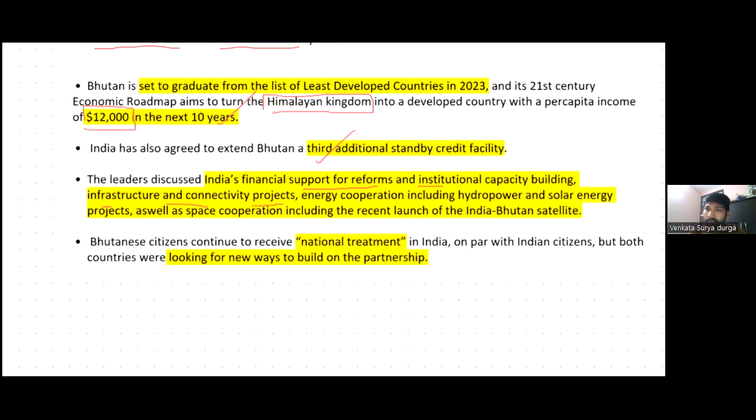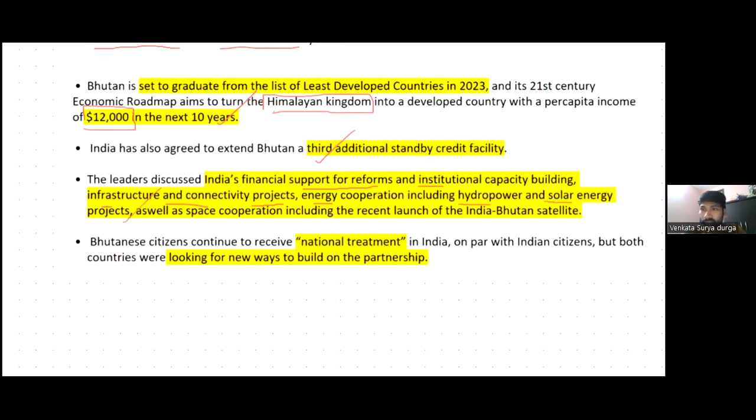Infrastructure and connectivity are very important for the development of any nation, and India will provide assistance to Bhutan to improve them. This, in a way, reduces Chinese influence in the region, especially in Bhutan. India and Bhutan have deep energy cooperation, especially in hydroelectricity. They have been jointly developing different hydroelectricity projects in Bhutan that will help share energy among the two countries. This includes hydropower projects and solar energy projects.